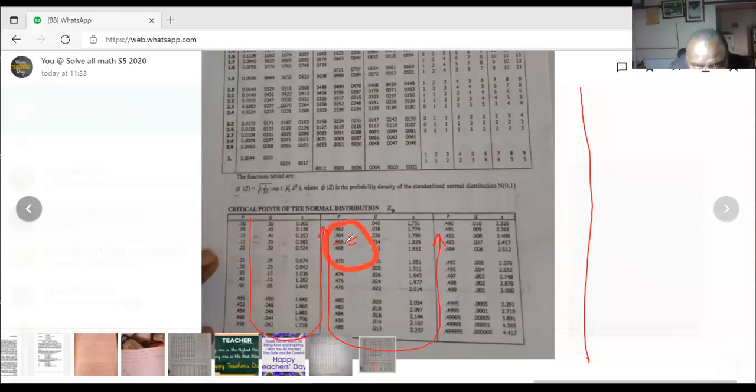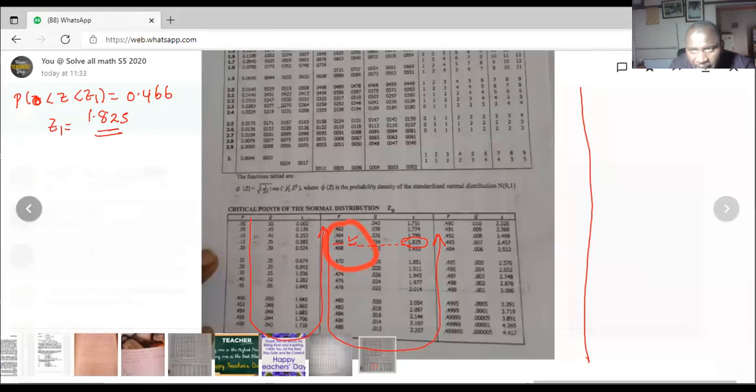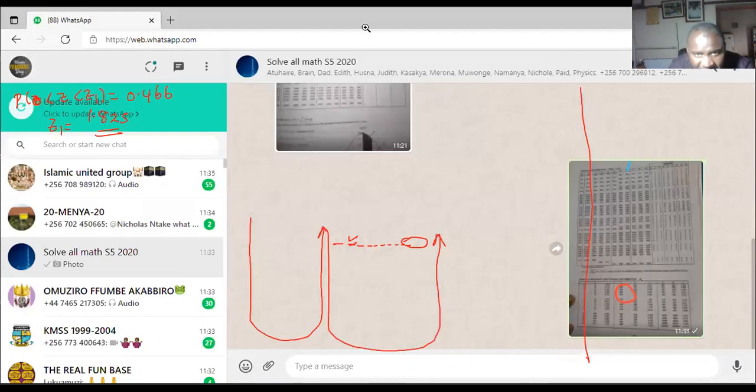If you have seen it, you estimate this line. This is the value you have read to give you that probability. So this is the probability of 0 less than Z less than Z1 is equal to 0.466. The Z1 value you have read is actually 1.825. Is that okay? We need to confirm what we have done. How do we confirm? We confirm by going back and checking here.